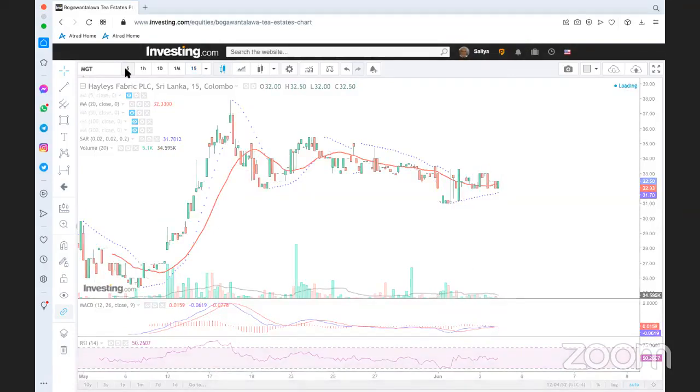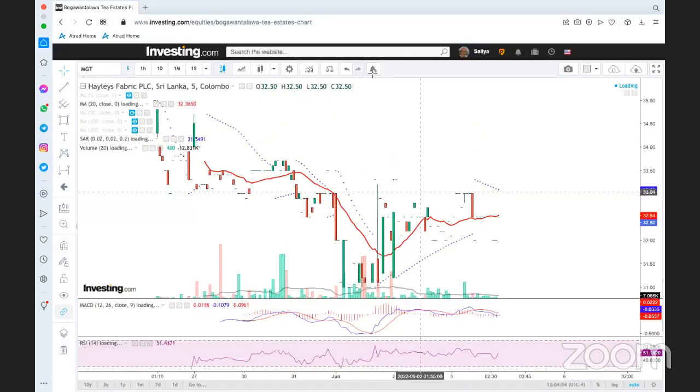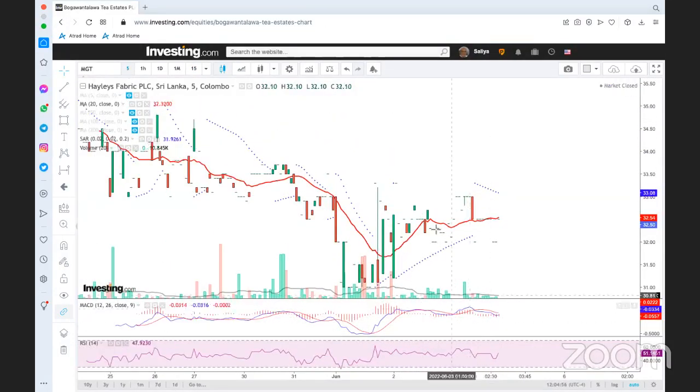In the 5-minute chart, it's bearish. So you can use the 5-minute chart again. You have to wait until PSAR is bullish and the MACD is bullish. You have to wait for that, right? So that's MGT. Then you have the expect.